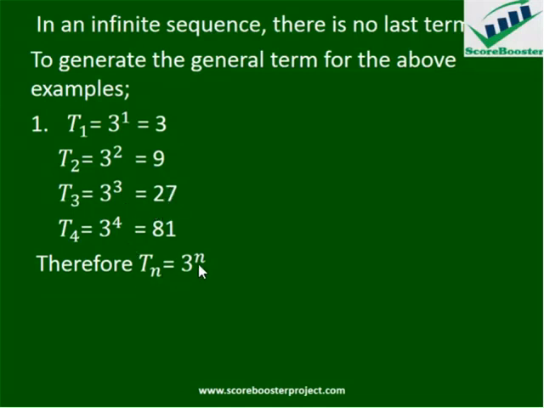t4 equals 3 raised to the power 4, which is 81. So this particular sequence satisfies the term, therefore it is the nth term or general term of that sequence. So if you are asked to find the value of t20, when your n is 20, you have t20 equals 3 raised to the power 20, which is 3 multiplied by itself in 20 places.